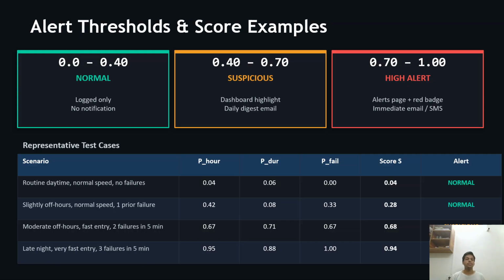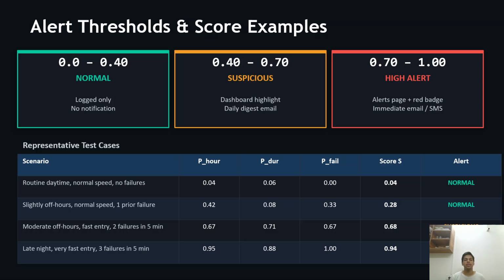Alert thresholds. Once the score is computed, it maps to one of 3 alert levels. Scores between 0 and 0.4 are normal, logged and stored, but nothing else happens. This covers your routine daytime access at normal speeds with no recent failures. Scores between 0.4 and 0.7 are suspicious. The event gets highlighted in the dashboard and included in a daily digest email. This might be slightly off hours access combined with 1 or 2 earlier failed attempts.